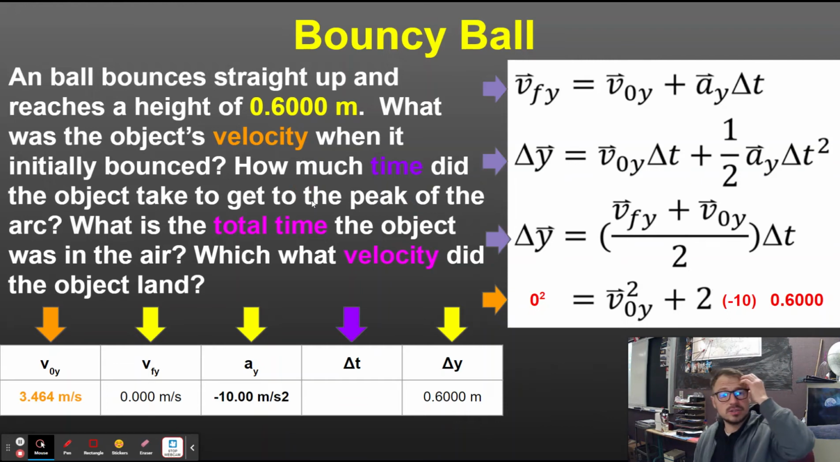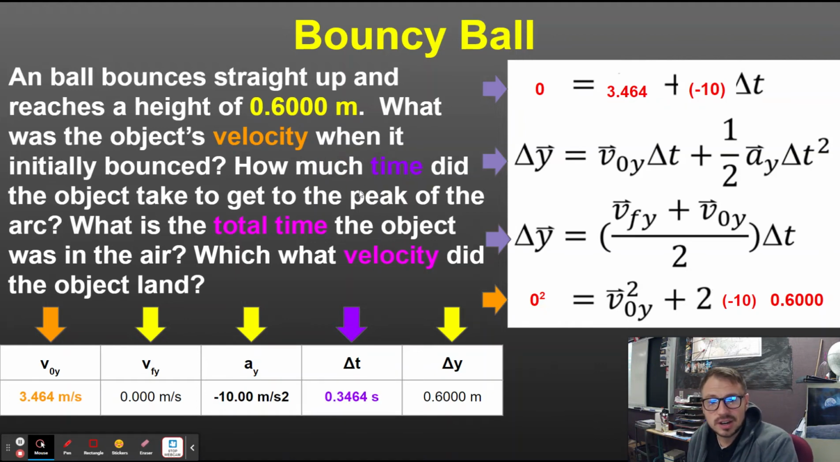Now, I can use any of these 3 equations. It doesn't matter. If I calculated the initial velocity incorrectly, I'm going to get the time interval incorrect. So I'm just going to use the top one because it's easier, and I'm going to get the time 0.3464 seconds. So the next thing says, what is the total time the object was in the air? All I have to do is double that, right? 0.3464 seconds, I double that. That'll be the total time.